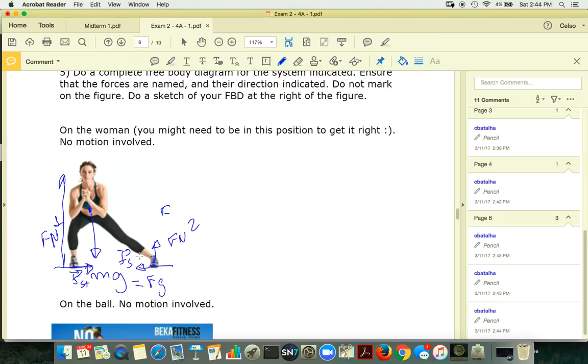But you could argue that she is such a good athlete that she's completely balancing herself on this leg, and then she doesn't have that. She's just touching her foot on the floor without exerting any action on the floor to that side. So if you don't put the static friction, I would take it as correct, I think.